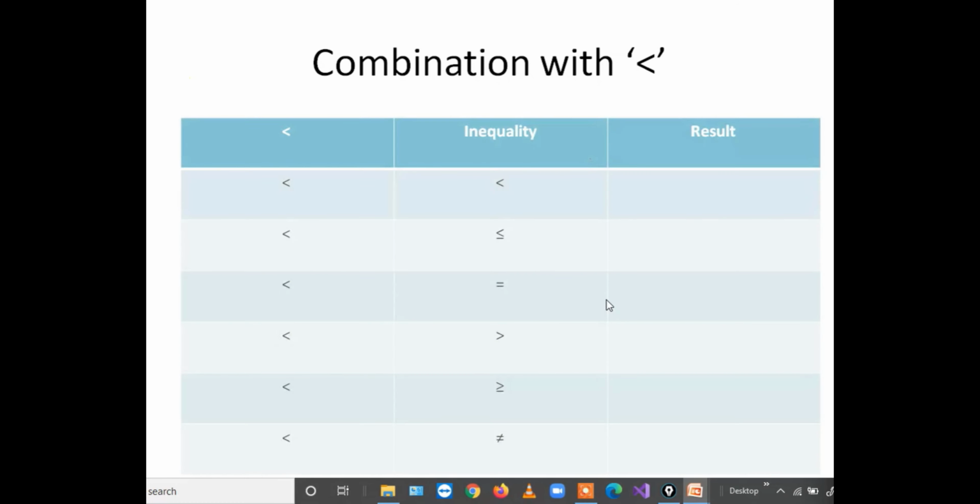So now combination with less than. From here onwards, you can also tell the results. Less than with less than is only less than. Less than with less than or equal to: equal to will not affect, and the common part is only less than. Less than with equal to simply sends the input as output, that is also less than. Less than with greater than, opposite polarity, no combination. Less than with greater than or equal to, opposite polarity, no combination. Less than with not equal to, nothing but either greater than or less than, again an opposite polarity, so that is also no combination.